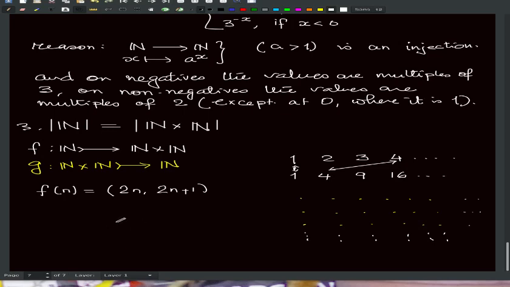Now, obviously this is injective, because if (2n, 2n plus 1) is equal to (2m, 2m plus 1), then obviously 2n is equal to 2m, so this means m is equal to n. So this is one candidate. Correct. So this is a bijection, the injection. What about G?